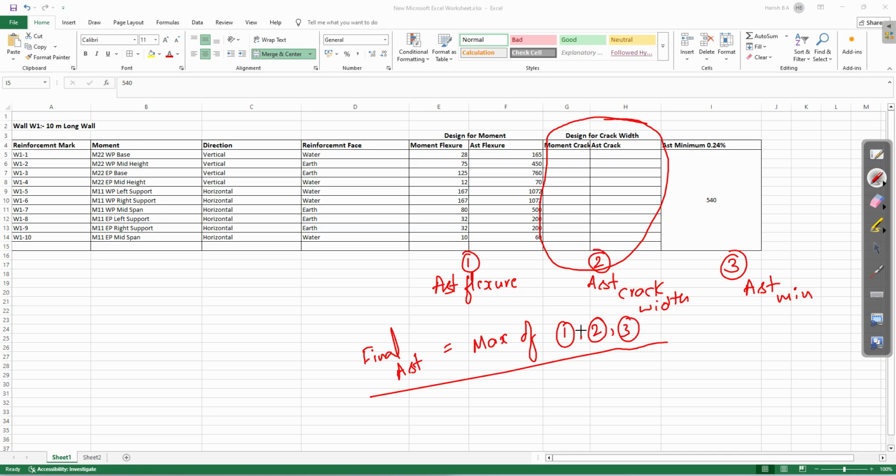So out of these 3, I completed AST flexure calculation and AST minimum calculation. In the next video we shall see AST crack width, how to calculate AST for crack width, which means we will see crack width design of wall.